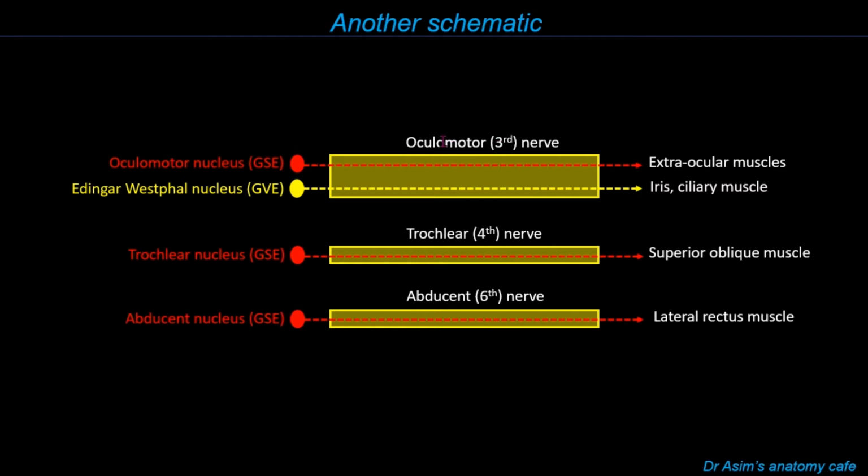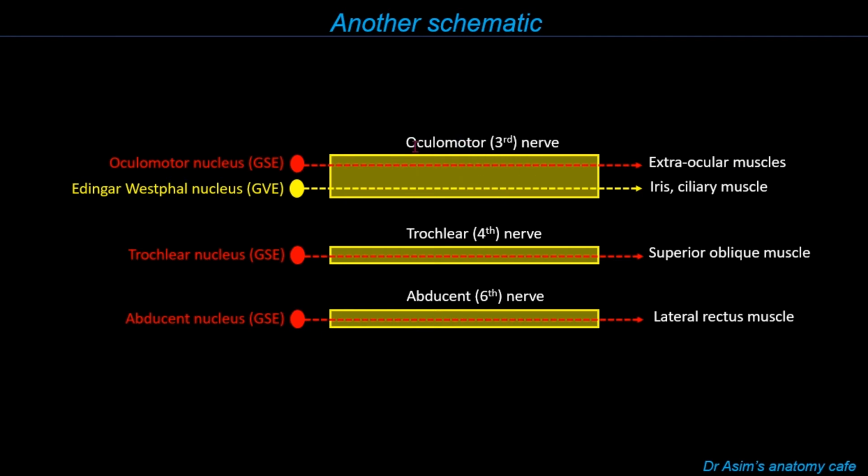That oculomotor nerve, which is our third cranial nerve, has two types of nuclei: the general somatic efferent nucleus, which is the oculomotor nucleus, and the general visceral efferent nucleus, which is the Edinger Westphal nucleus. Remember, this is the parasympathetic nucleus. So therefore, there would be two types of neurons running through the oculomotor nerve. We'll have somatic efferent neurons, and we'll have general visceral efferent or the autonomic neurons.